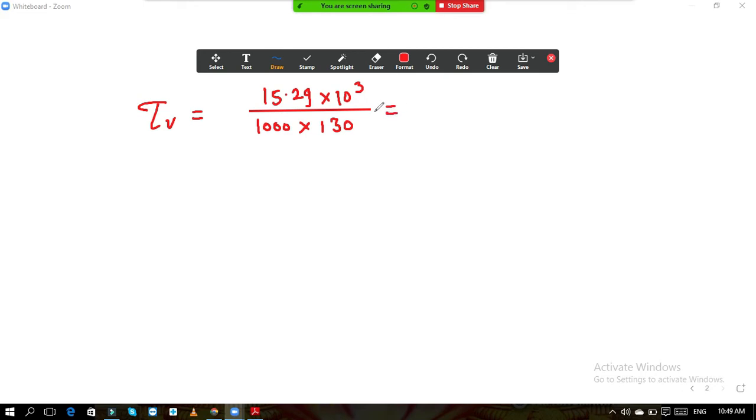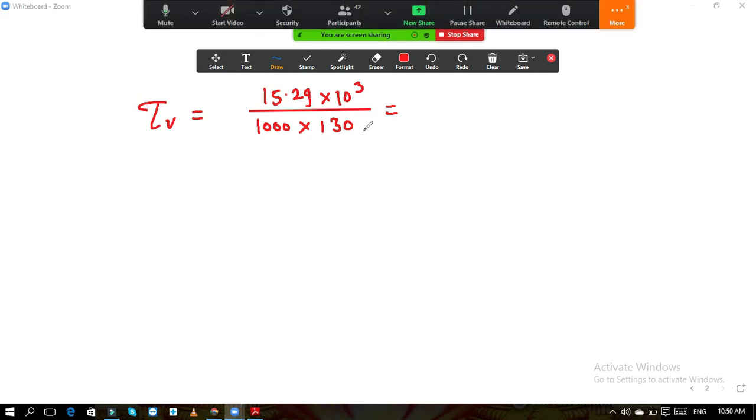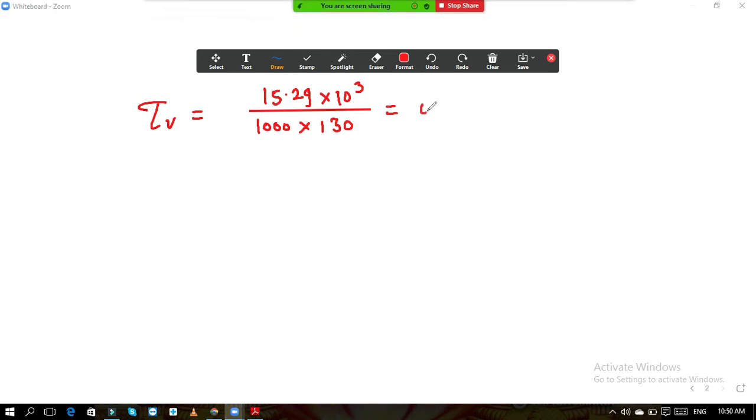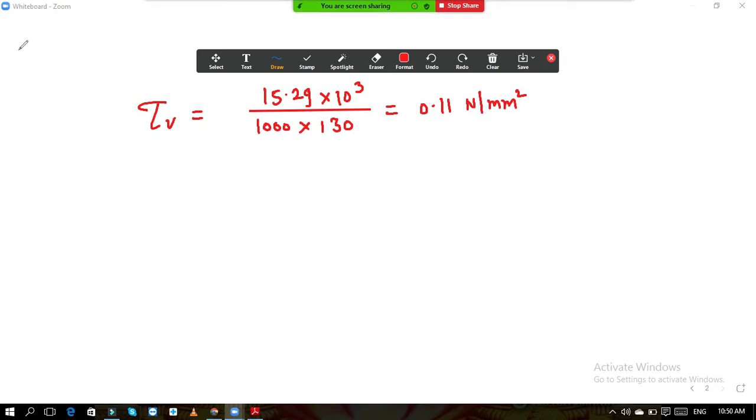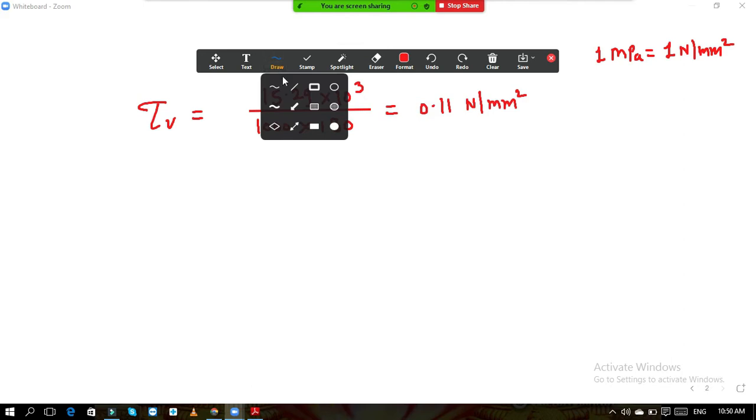So what is the value of the nominal shear stress? It is 0.11 Newton per mm square, so it is 0.11 megapascal. You might have known this conversion: 1 MPa, 1 megapascal, is equal to 1 Newton per mm square. If you don't know this conversion, then now copy down this.